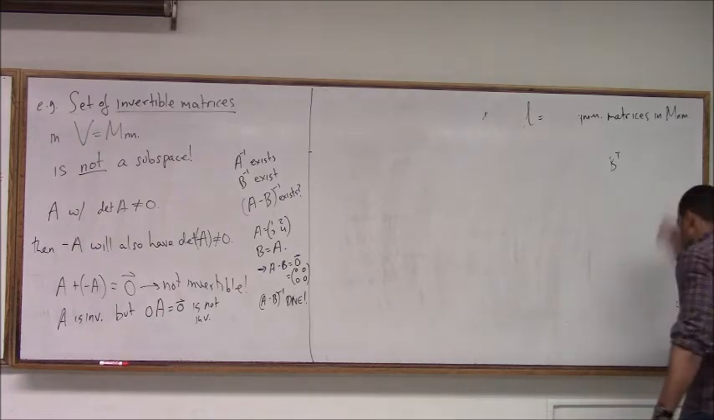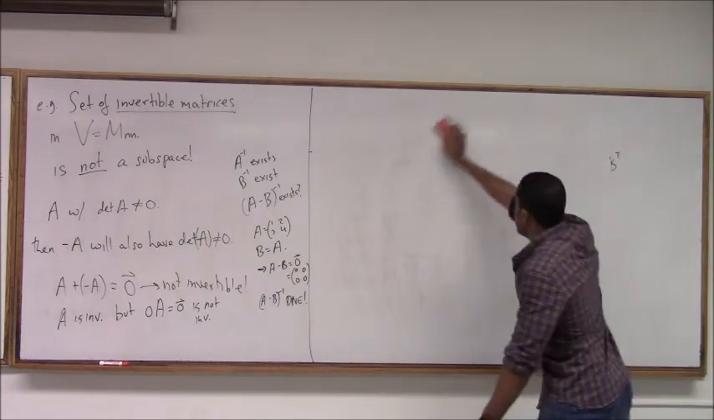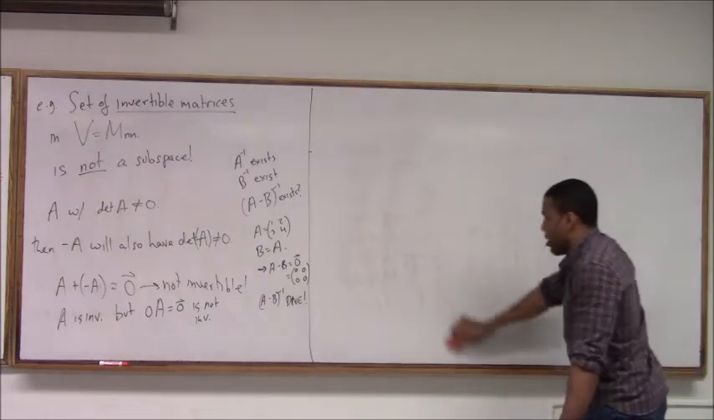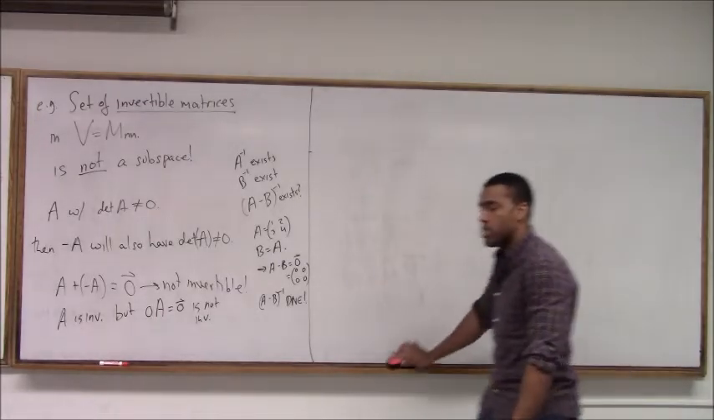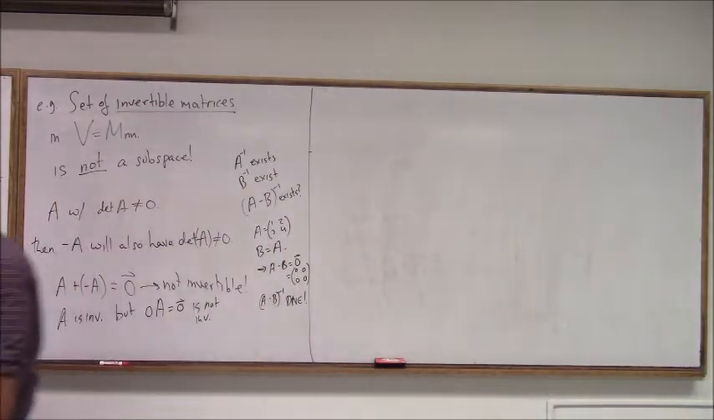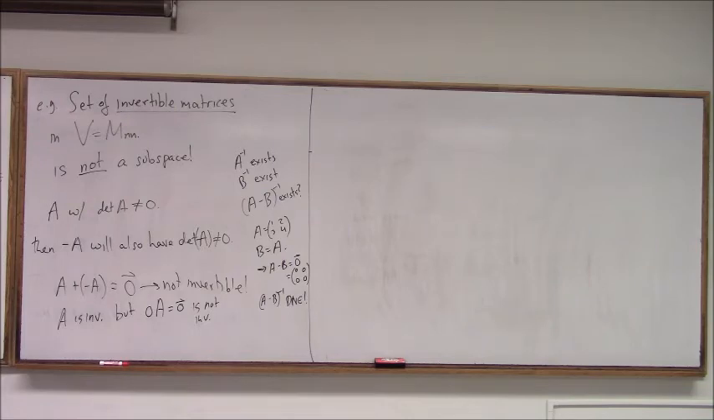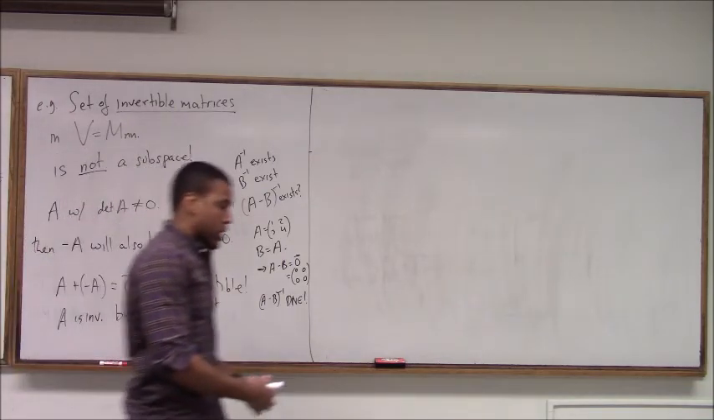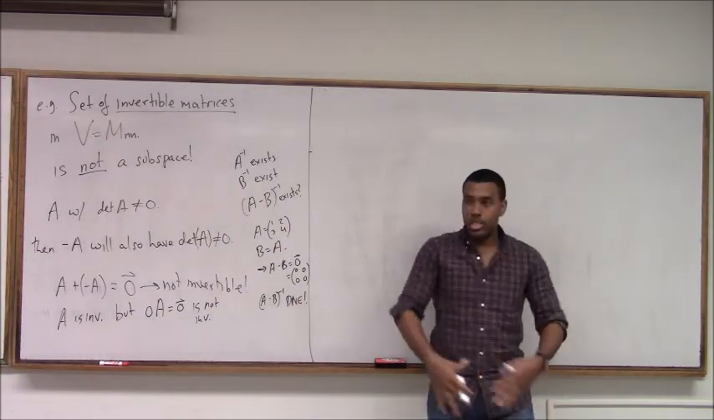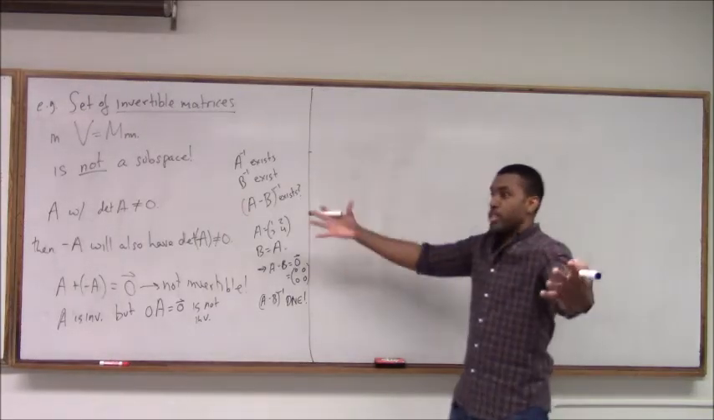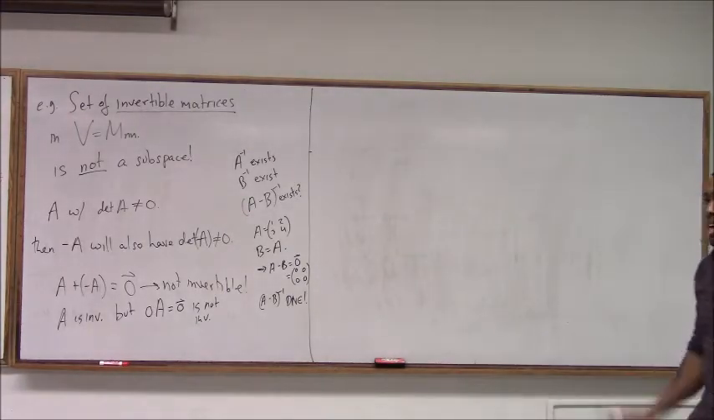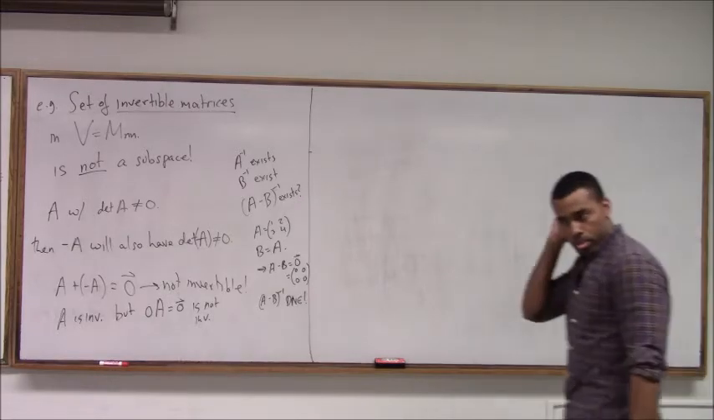So that's a non-example. Symmetric matrices will behave like vector spaces. They will obey all the 10 axioms of vector spaces, but this is not true for invertible matrices. What's another set of matrices? What about square matrices? The set of square matrices. So I look at the space of all matrices of finite size, and I pick out only the square ones.